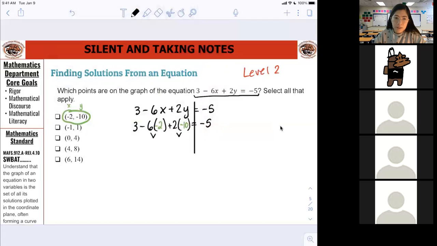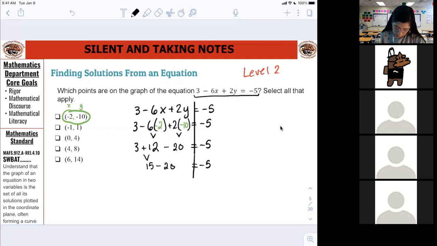Okay, I have to multiply -6 times -2. What's -6 times -2? 12. So this is 3 plus 12. And then 2 times -10 is -20. I'm going to keep going on the left side. So 3 plus 12 is 15.